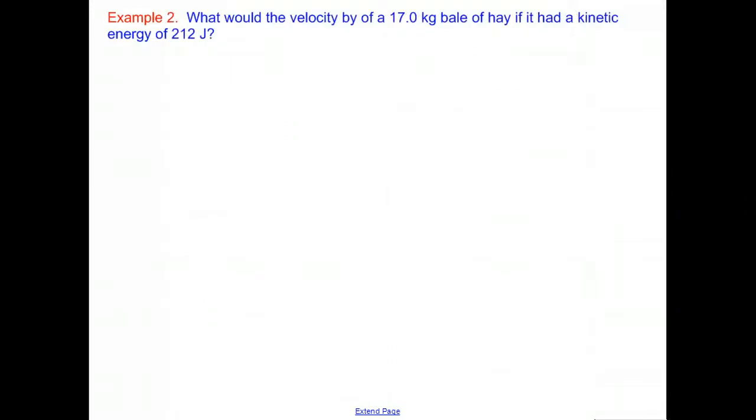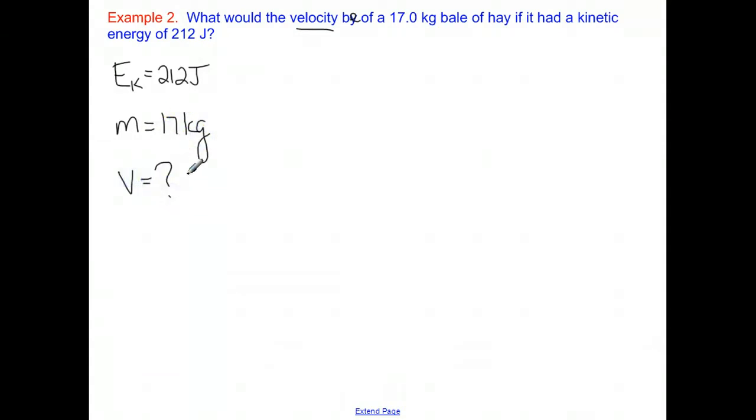Okay, I think I have one more example, yes. This one's a little bit trickier because now we're going to solve for velocity. So what would the velocity be, this should be B, of a 17 kilogram bale of hay if it had a kinetic energy of 212 joules? So our kinetic energy is 212 joules. It has a mass of 17 kilograms. And what we're trying to find is velocity.